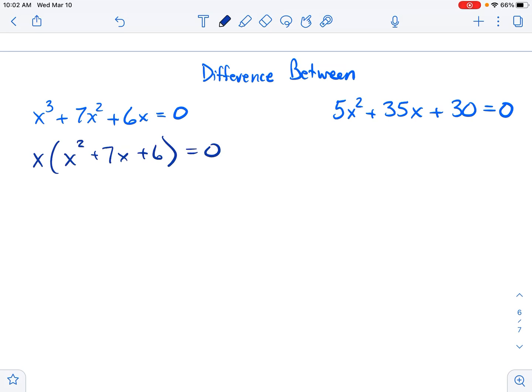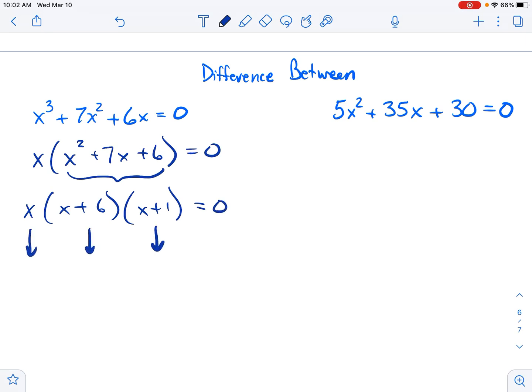I need to ask myself, can I keep going? I could factor this. So I keep my x, bring that down, and then I have an x plus 6 times x plus 1. That equals 0. So now each of these will be set equal to 0, and I will get the following solutions. This will be 0, this will be negative 6, this will be negative 1. So my solutions are 0, negative 6, negative 1.